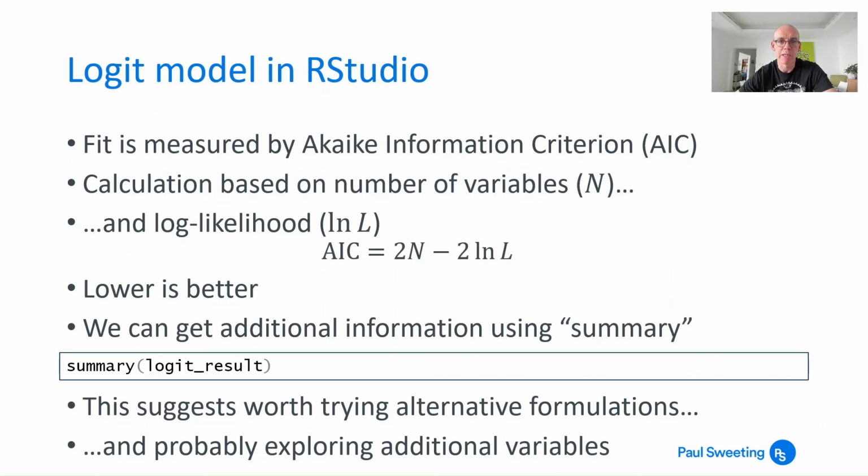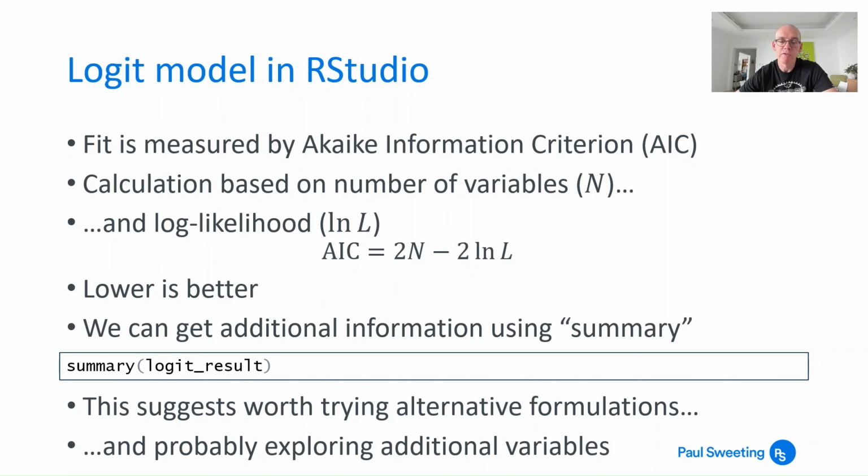So fit is measured by the AIC, which is, as you remember, a calculation based on the number of variables n and the log likelihood. So it's 2 times n minus 2 times log likelihood. So lower is better. Fewer variables is better. So, whilst your likelihood will improve as you add more variables, there's a penalty for this because it increases n, so that increases the AIC, which is a bad thing.